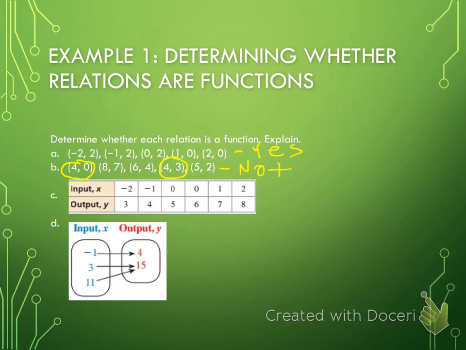Let's look at C. The inputs are -2, -1, 0, 0, 1, 2. If you notice, the input of 0 repeats, and it has a different y. So this one is not a function.